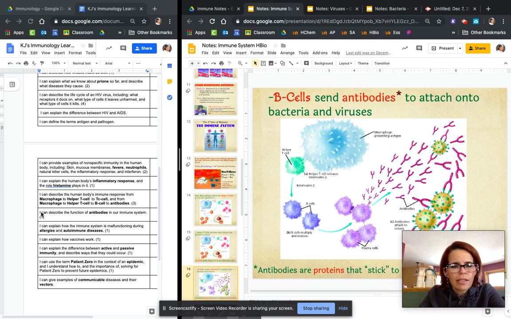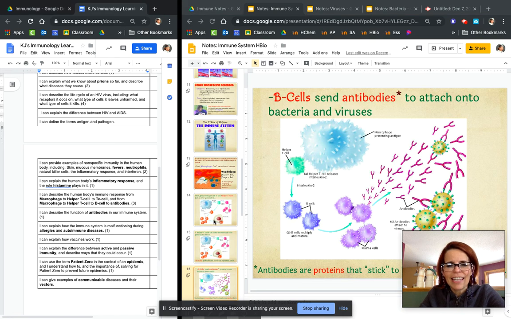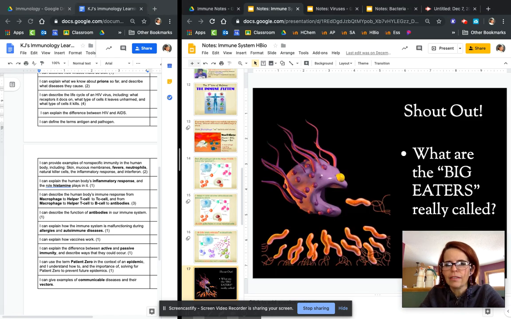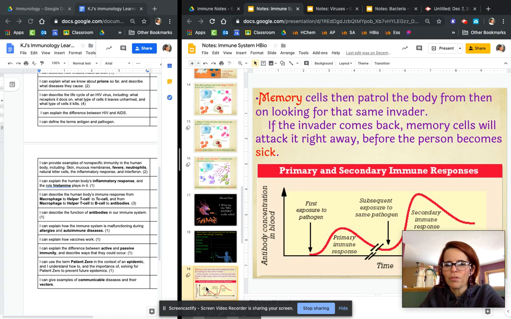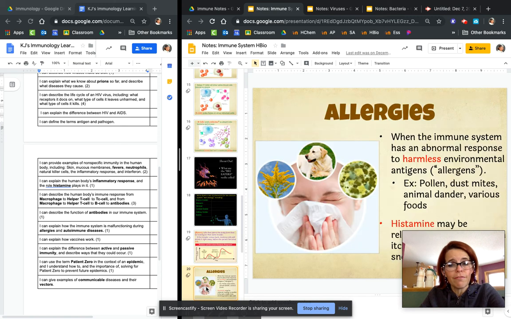Our next one says, I can describe the function of antibodies in our immune system. They neutralize any invaders. They come from the B cells. The B cells shoot the bullets. Okay, and then the next section, really quickly zipping through: you should have memory cells that patrol your body for the rest of your life.